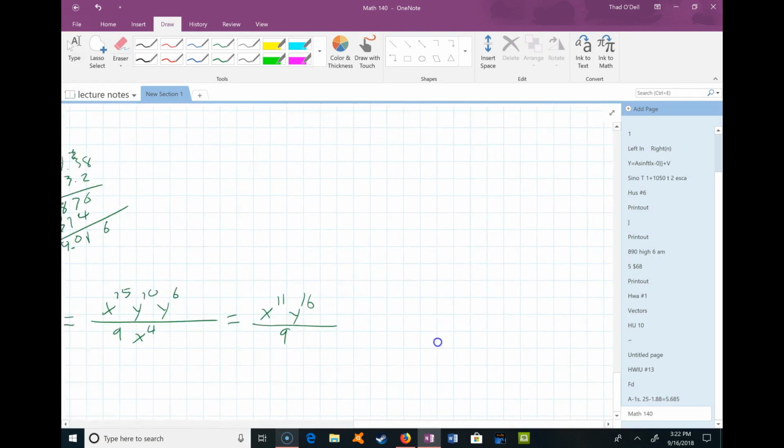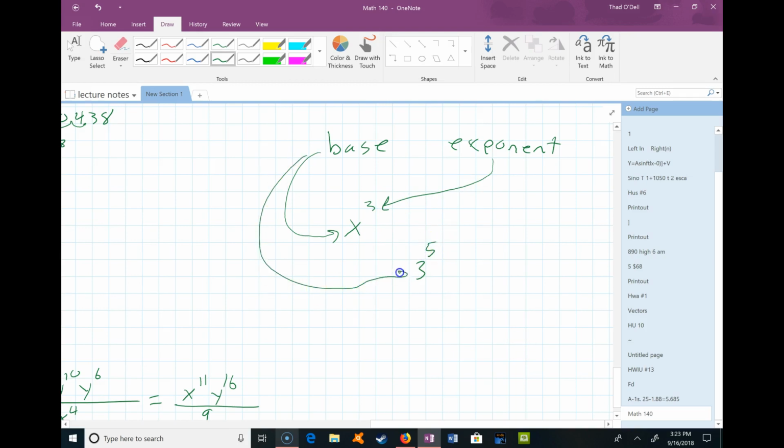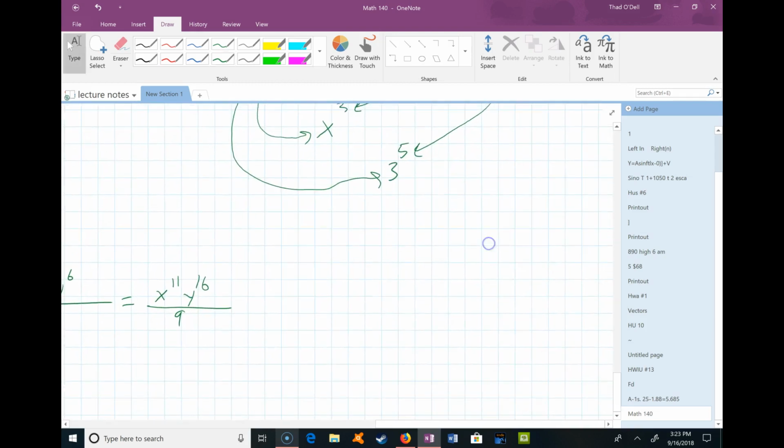Oh, one more thing just for vocabulary. When we talk about exponents, we talk about the base and the exponent. I just remembered I didn't say this. So like, for example, x to the 3rd, that is the base and that is the exponent. Or even 3 to the 5th, base, exponent.